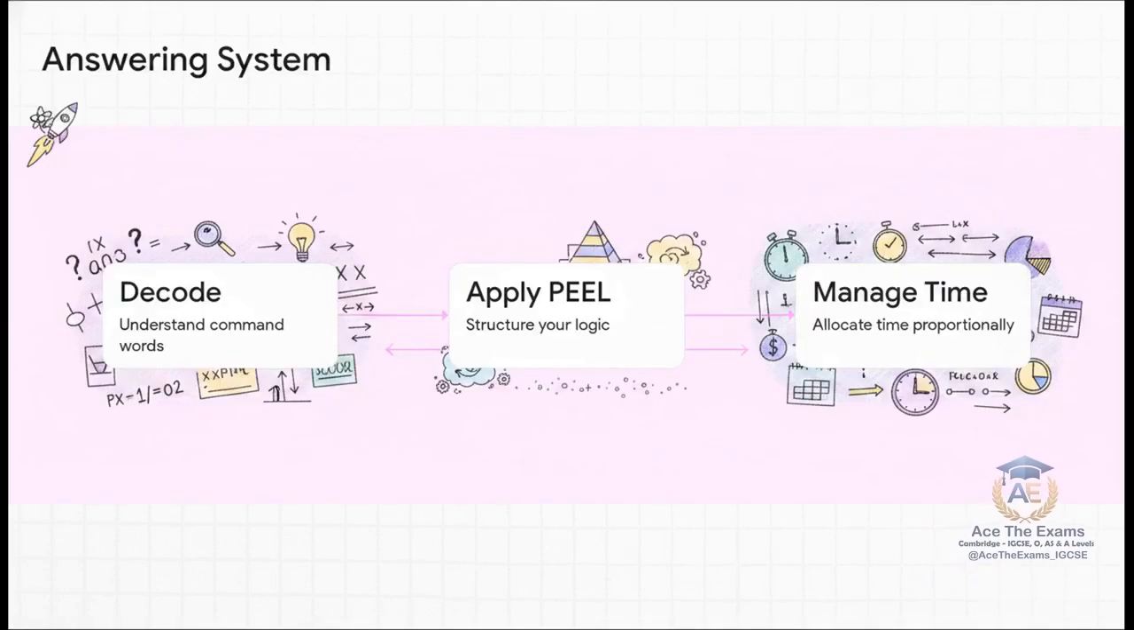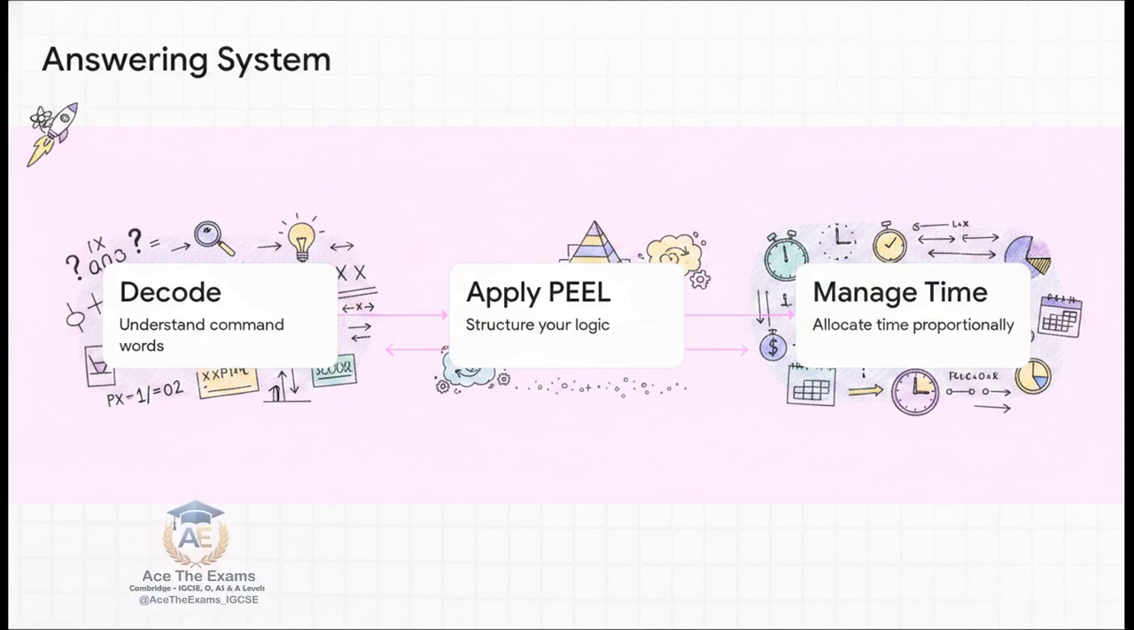All right, let's bring it all together and recap the complete physics answering system. These are the 3 golden rules that guarantee top marks on paper 2. First, command word decoding. You have to know exactly what evaluate, deduce, or calculate actually demands from you. Second, Peel framework application. Structure your qualitative answers so your logic is simply undeniable. Third, time management matrix. Do not spend 10 minutes sweating over a 2-mark calculation. Allocate your time strictly proportionally to the marks available.